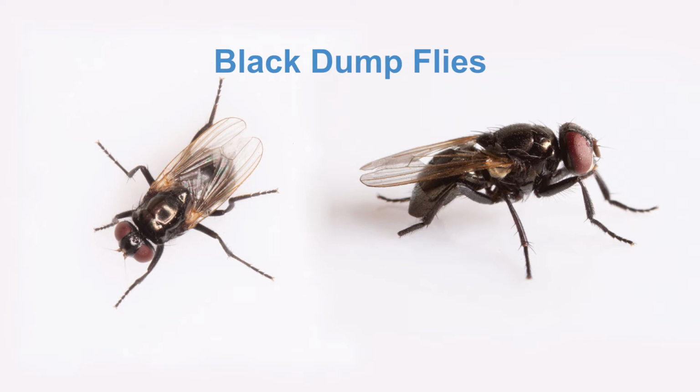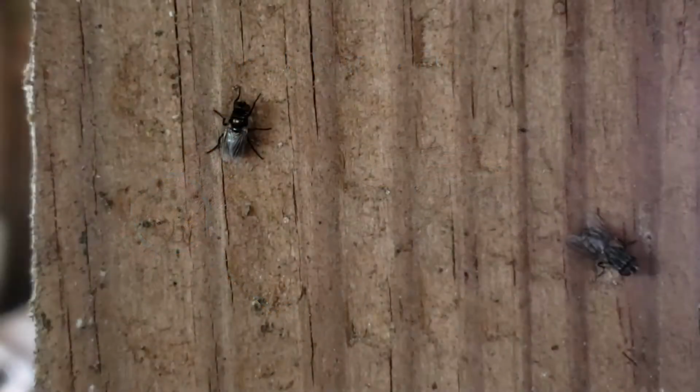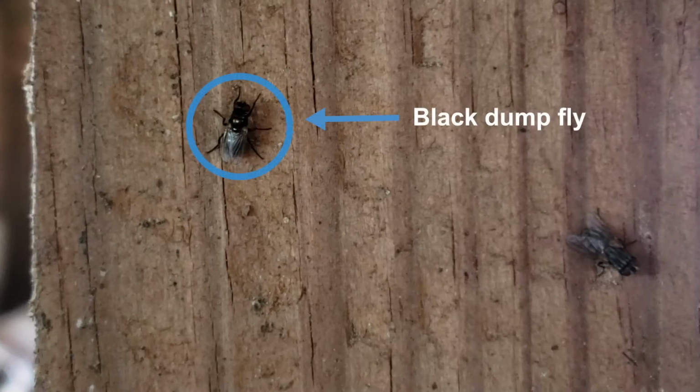Black dump flies are often found in similar locations as houseflies. However, unlike houseflies, black dump flies do not have a bend in their wing veins. What really sets these flies apart from houseflies is that they are a shiny black, sometimes slightly bronze color with no stripes on the thorax. You can see a shiny black dump fly on the left and a duller gray housefly on the right resting on this beam in a swine facility.